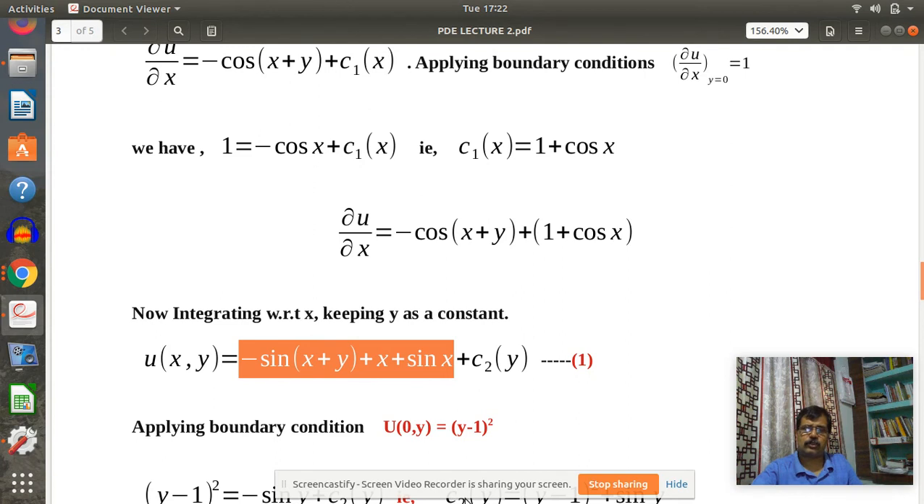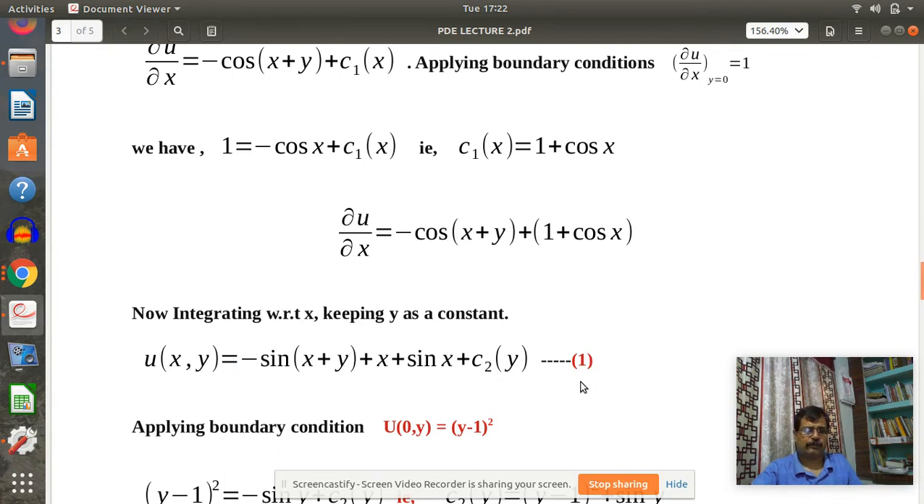Plus constant. As we keep y as a constant, we may write the constant as c2 of y. Is it clear? So that is the expression for u of x, y. Now we have one more boundary condition, that is u of 0, y equal to (y minus 1) the whole square. We apply this boundary condition on this equation, that is, putting x equal to 0, the value of u equal to (y minus 1) the whole square.